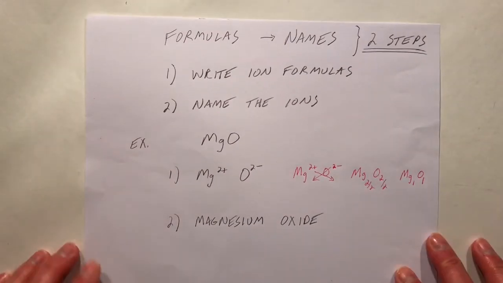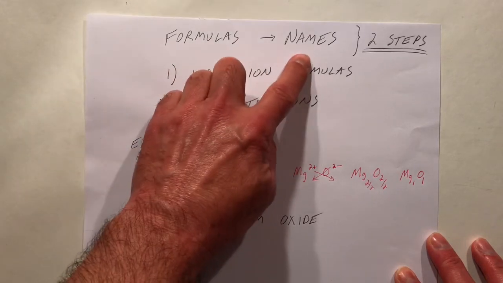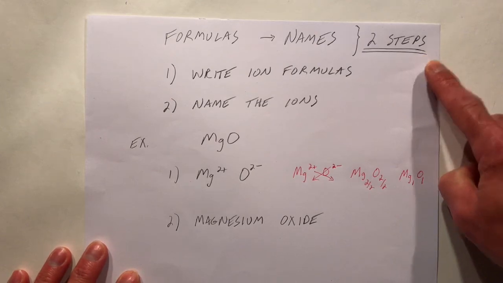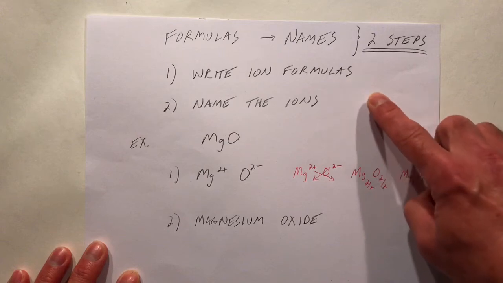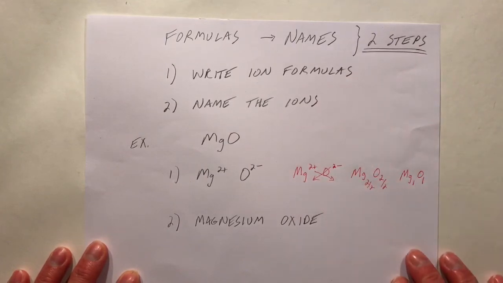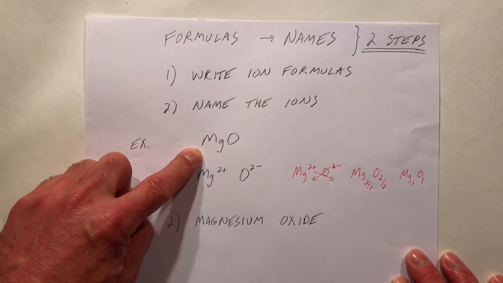So we're going to talk about how to take ionic compound chemical formulas and turn them into names. And it's important that we do this with two steps. The first thing we're going to do is write out the ion formulas. And then once we verify those are correct, we're going to name those ions. So let's take a look at an example. Let's say we have a compound formula MgO.